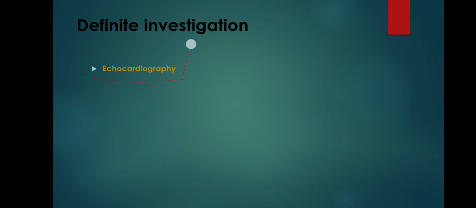The definitive investigation to diagnose all these cyanotic heart diseases is echocardiography, 2D echocardiography with color Doppler. So that's how you have to diagnose or suspect a patient having cyanosis. Thank you.